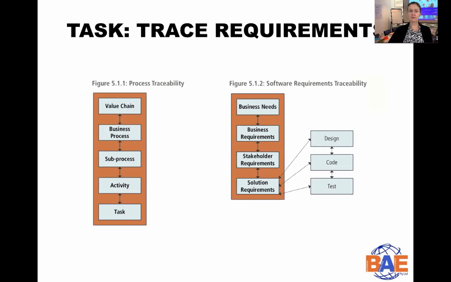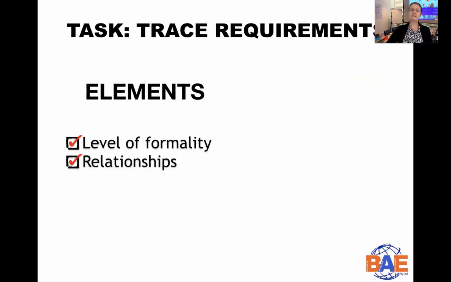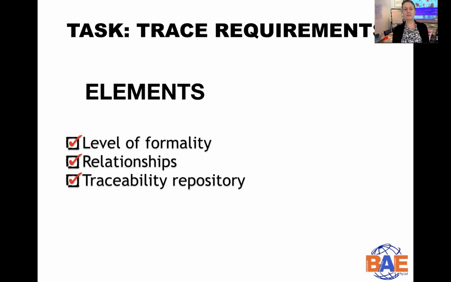But let's have a look at specific elements that make up this task. So the elements within this particular task, my apologies, the elements within this particular task are the level of formality, the relationships, and the traceability repository. So these are the aspects that you need to consider when you look at doing some traceability for your requirements. Let's quickly run through each of these to understand what they mean.